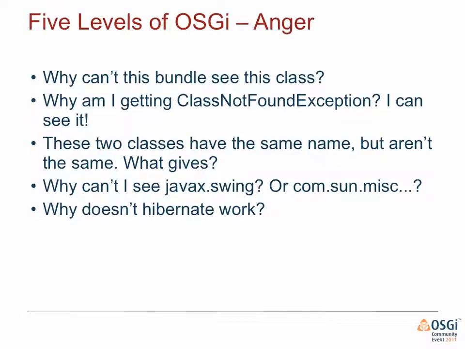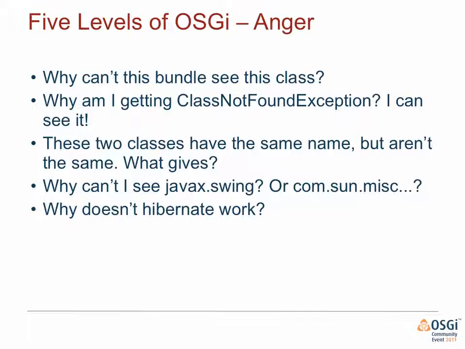The second phase is anger. You get messages like, why can't I see this class? Why am I getting a class not found exception? I can see it, it's on the path. These two classes have got the same name, but yet they're not equal. Why not? Or the famous, why can't I see javax.swing or com.sun.misc? And of course the infamous, why doesn't Hibernate work?